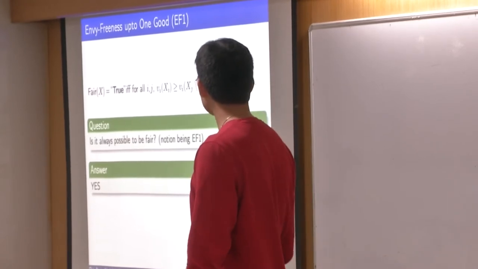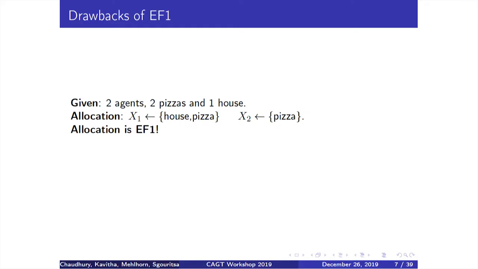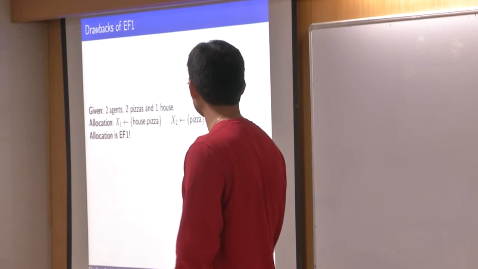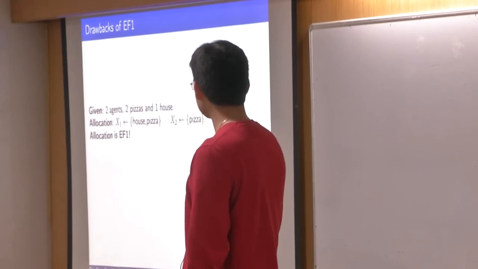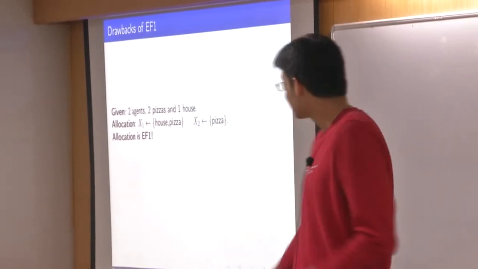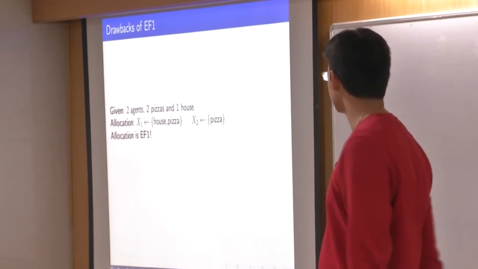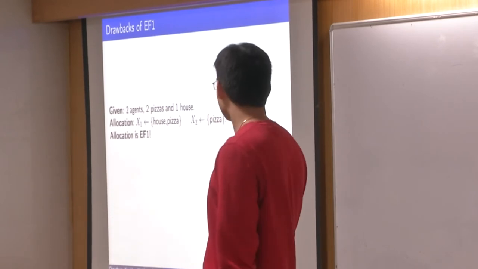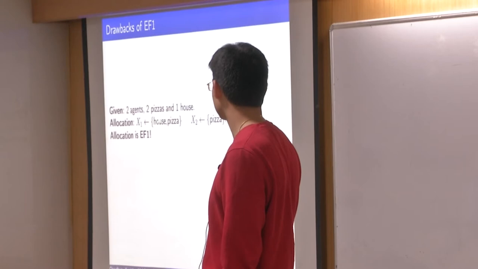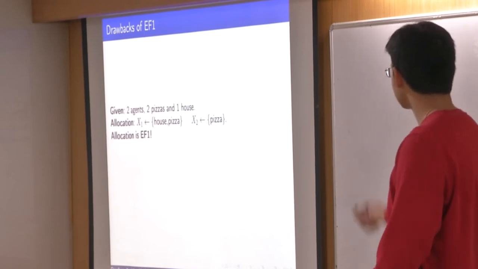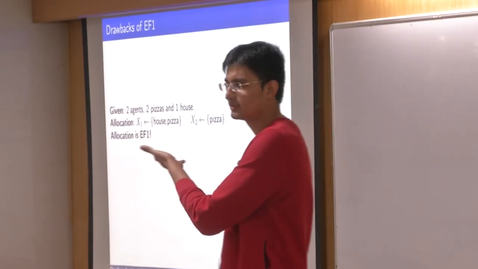Okay, so let's look at some drawbacks of EF1 allocations. Consider this simple example where you have two agents, and the goods to distribute are two pizzas and a house. Consider this allocation, where I give agent one a house and a pizza, and I give only a pizza to agent two. So this is EF1, right? Because agent one is very well off. Now agent two is actually going to envy agent one, because the valuations are highly skewed. However, agent two says, well, if he didn't have the most valuable good, which is the house, then we are kind of the same, so I will not envy him anymore. So this is actually EF1, but this doesn't look fair.